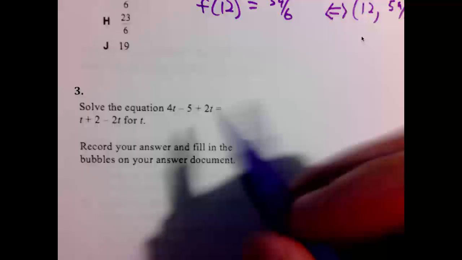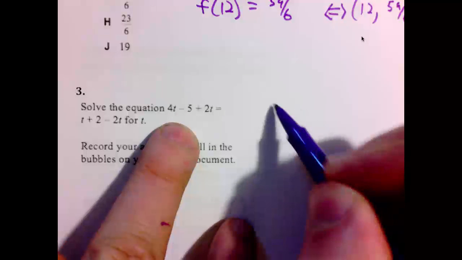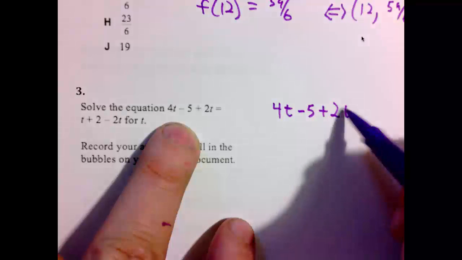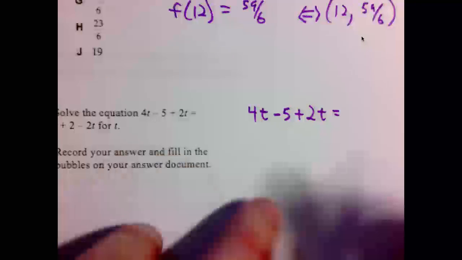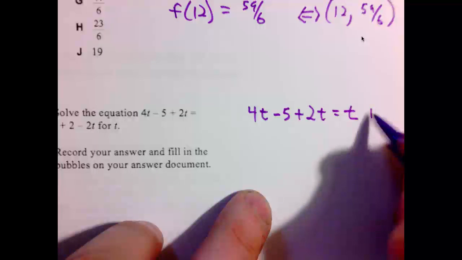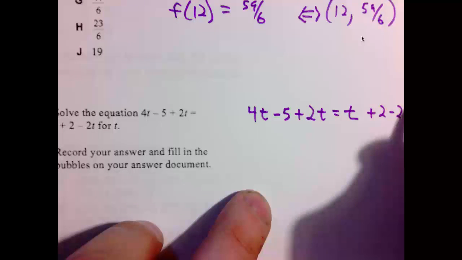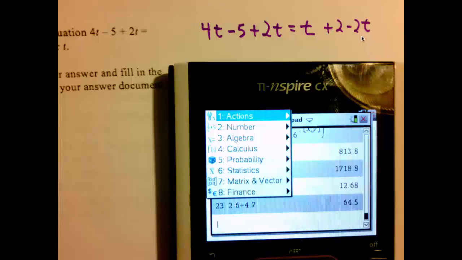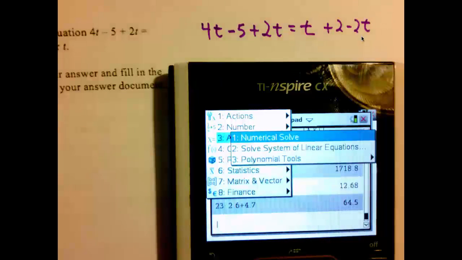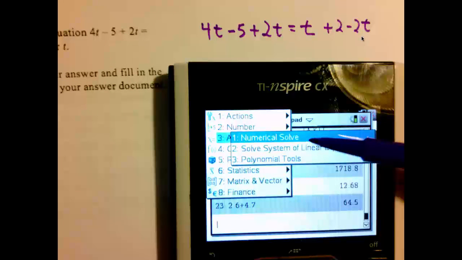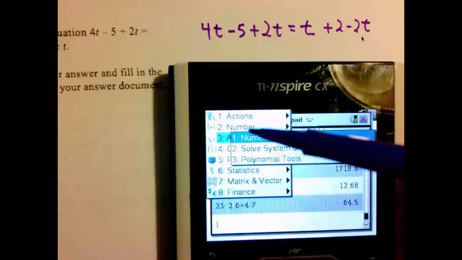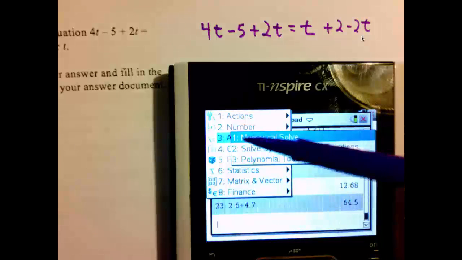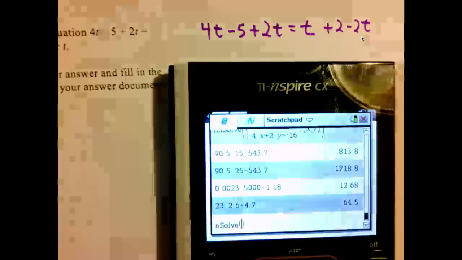Alright. Solve the equation. 4t minus 5 plus 2t is equal to t plus 2 minus 2t. Well, we can solve this out. Number 3 for algebra. 1 numerical solve. We choose numerical solve number 1 when it's a one variable equation, and when it's a system, 2 equations, we'll choose number 2. Here we're choosing number 1, numerical solve.